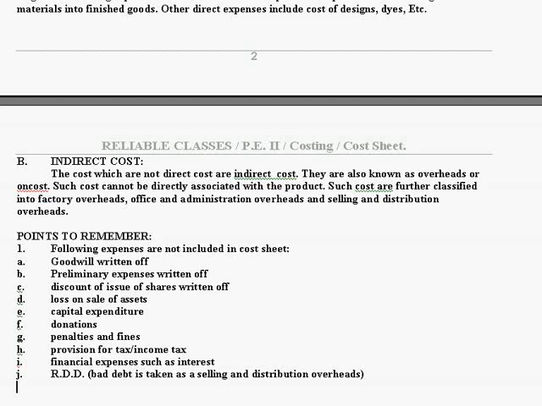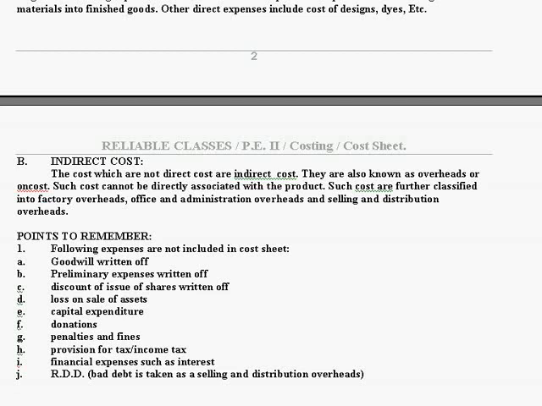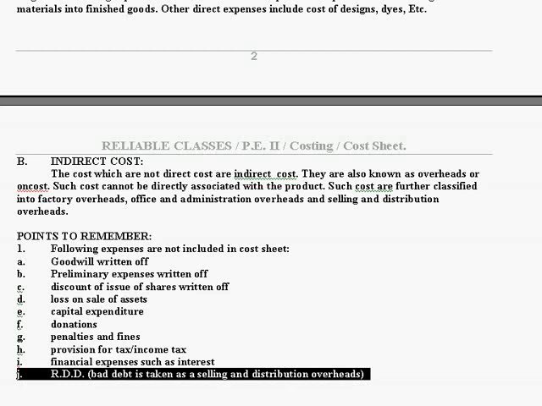And lastly, about the bad debts. Now there is a lot of dispute about bad debts. There are some authors who believe that bad debts should not be taken in the cost sheet. And there are many authors who say bad debts is a part of the cost. It's a normal day-to-day business loss, so it should be taken as a cost. Though RDD is not your actual loss. It's just that you are considering that some part of your debt will not be recoverable. That is the reason why you are creating some reserve.